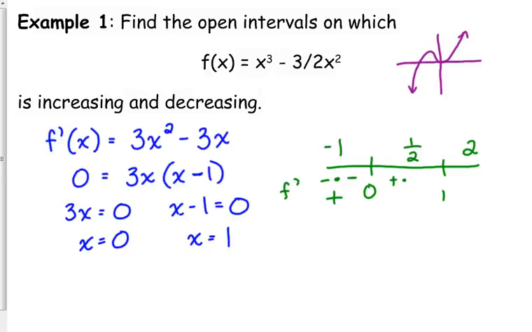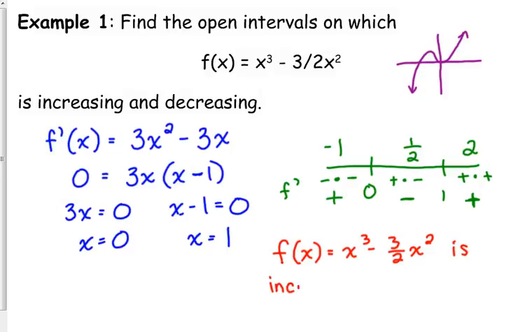One half minus 1 is negative, so a positive times a negative is a negative. 3 times 2 is positive, 2 minus 1 is positive, and a positive times a positive is a positive. So I can say f of x equals x cubed minus 3 halves x squared. Technically, you usually don't have to write the function. I just did it for some reason this time.